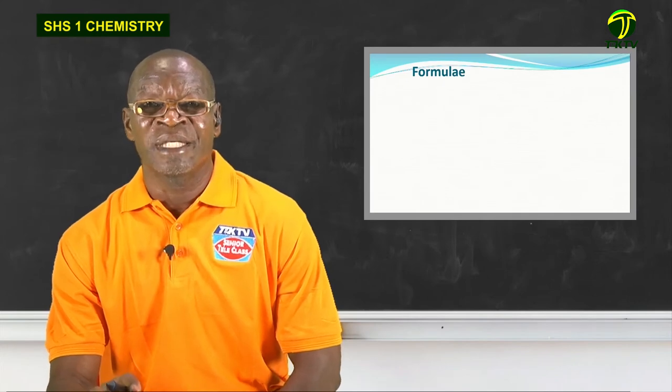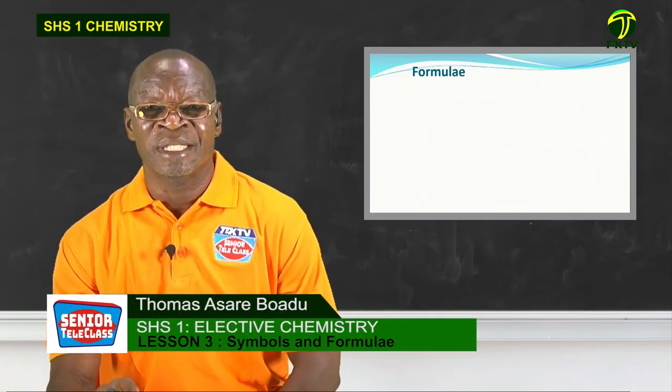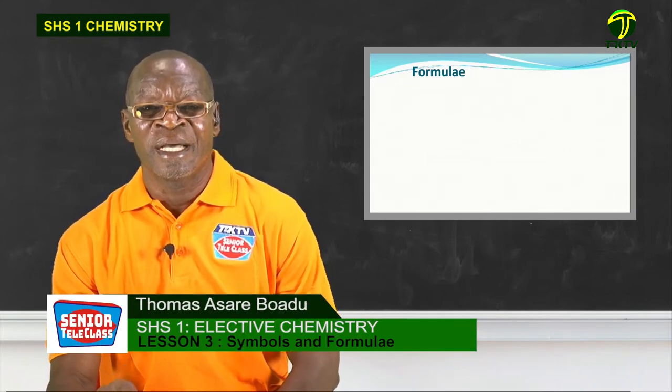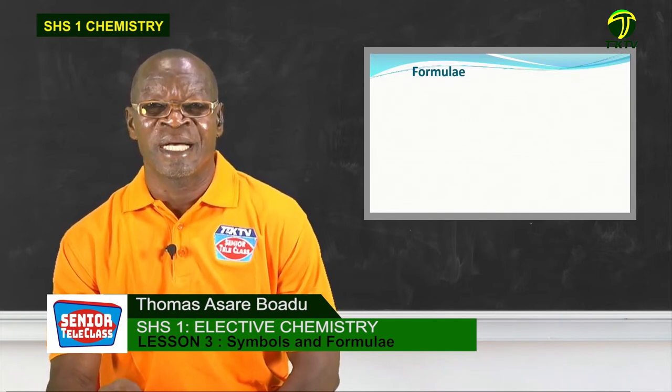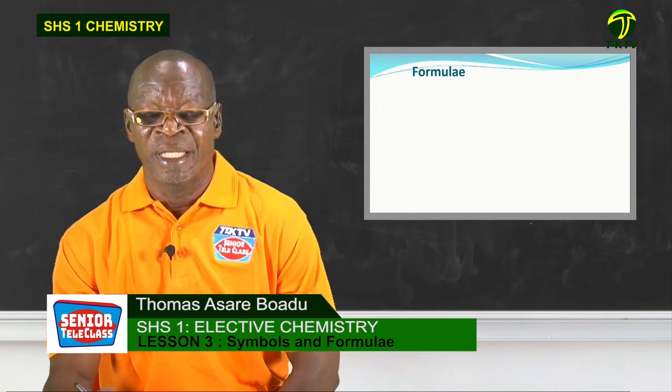So as we mentioned, symbols are obtained from the first letter or the first letter and one other letter, either from the English name or from the Latin name of the element.